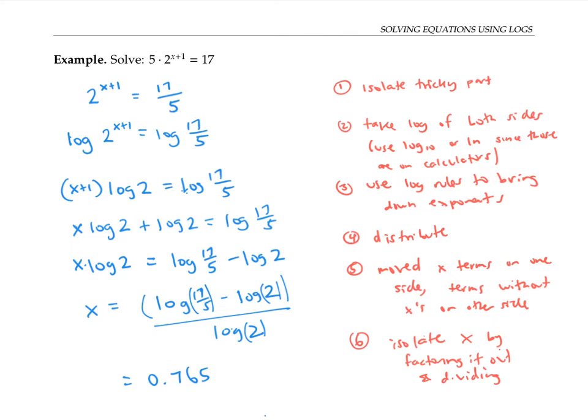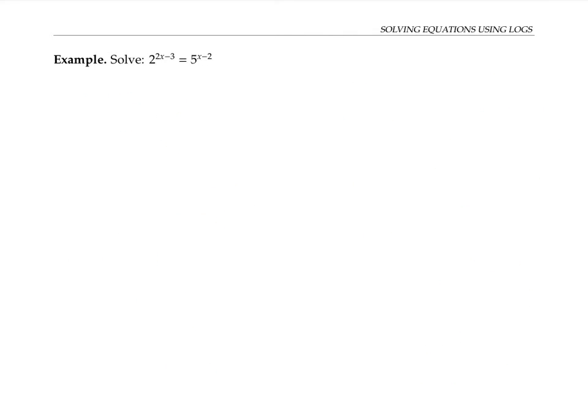This next example is trickier because there are variables in the exponent in two places with two different bases. Our first step is normally to clean things up and simplify by isolating the tricky stuff. But in this example, there's nothing really to clean up or simplify or no way to isolate anything more than it already is. So we'll go ahead to the next step and take the log of both sides.